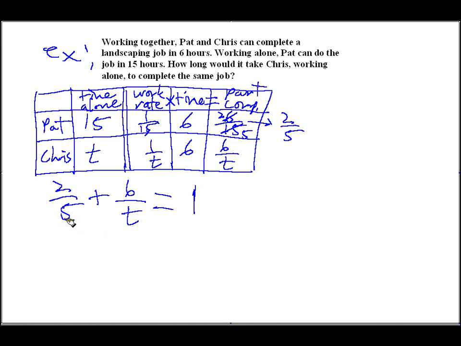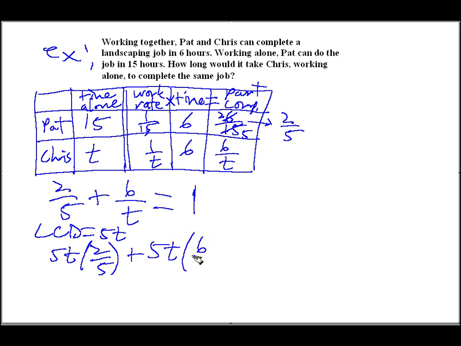Okay, so let's go ahead and finish this off. What's the LCD? Hopefully we see it's 5 and t, so 5t. Let's multiply everything by 5t. So 5t times 2/5, plus 5t times 6/t, equal to 1 times 5t. Are you with me on that? Multiplying the LCD to everything.